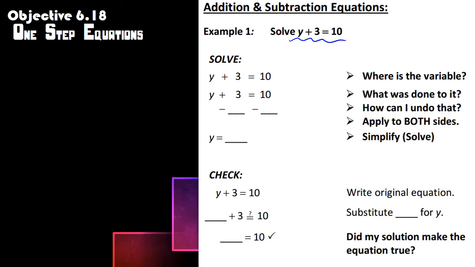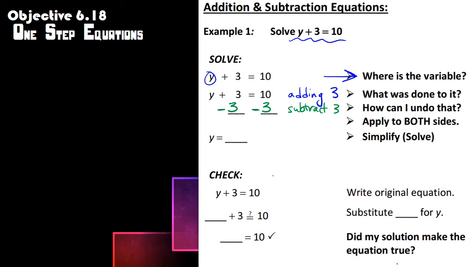Our very first step is we're going to identify where the variable is. This is going to be critical to how we solve and write out our steps. Here we notice that our variable, y, is on the left-hand side of our equation. And we can state that what's being done to it is that we are adding 3 to y. So in order to undo that, we would subtract 3 from both sides of our equation. We apply it to both sides, and then we're going to solve both sides of this.